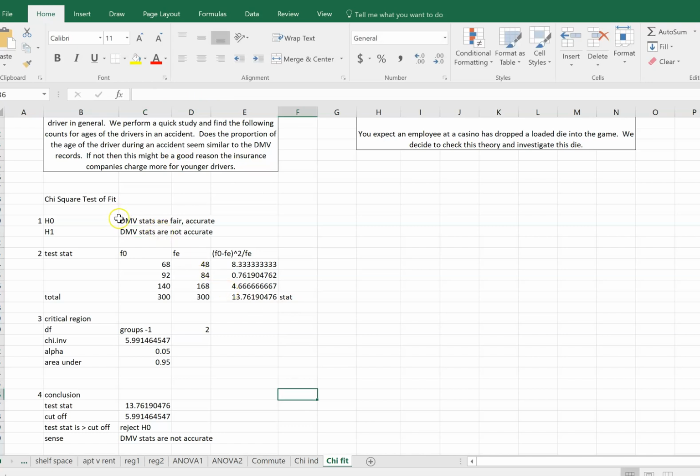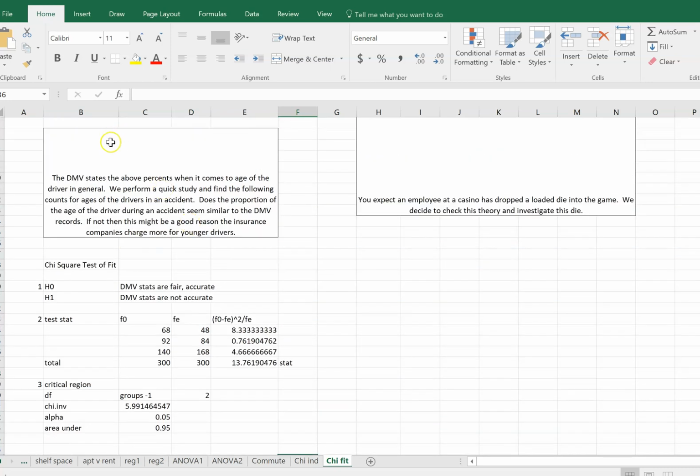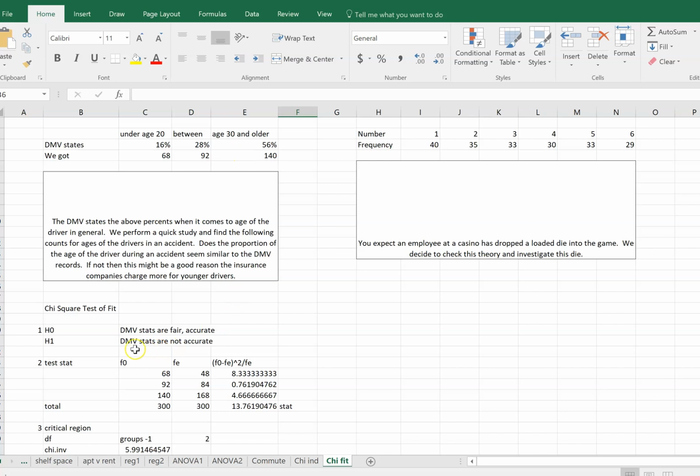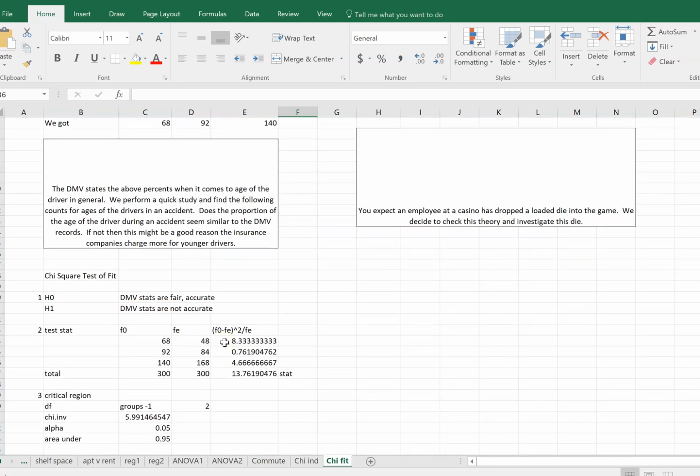Now that my hypotheses are written correctly, and this is the 4-step process for doing a critical region rejection on a chi-squared test of fit. You state the null. As far as I can tell, the stats look accurate until you show me there's enough evidence that they're not accurate. So how do we test that?